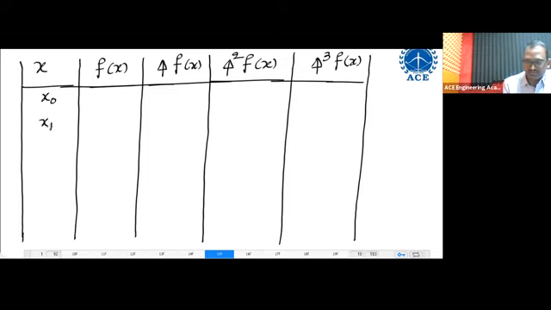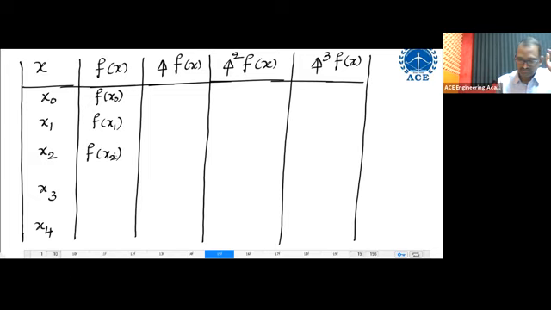This is x0, x1, x2, x3. In the examination, in the table, f of x means y. X and y values will be given. f of x0, f of x1, f of x2, f of x3, f of x4.